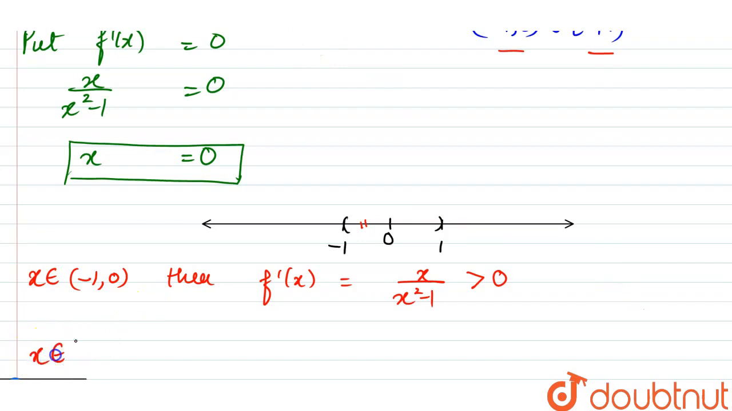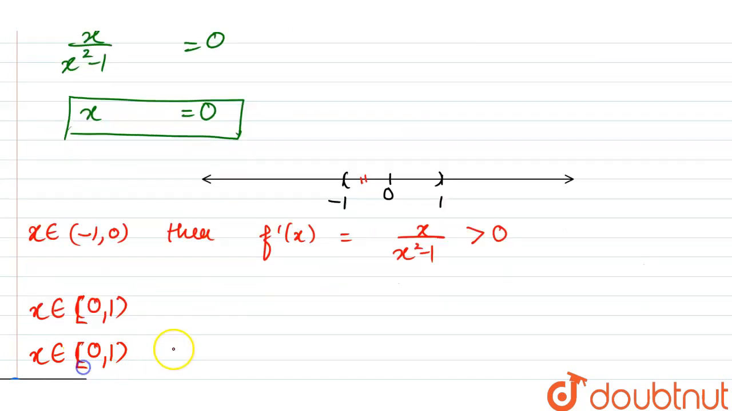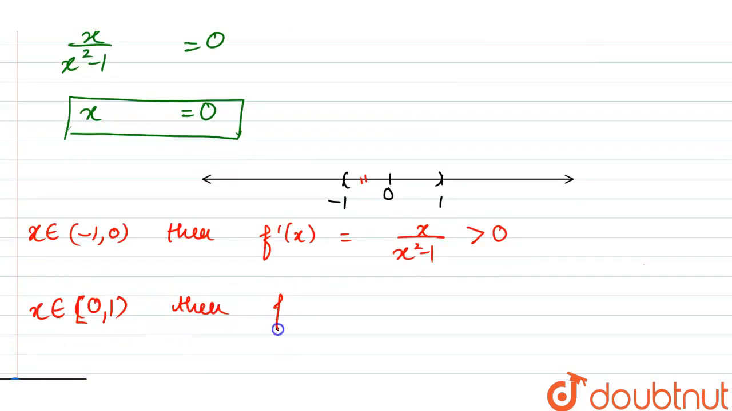Similarly, if we take x in the interval 0 to 1, if we put any value, this value should be in the open interval. So this is x by x square minus 1, and that will be less than 0 when we put any value from 0 to 1. So this will be less than 0, that means it is positive, and it is negative, that means the function is increasing in the interval minus 1 to 0.